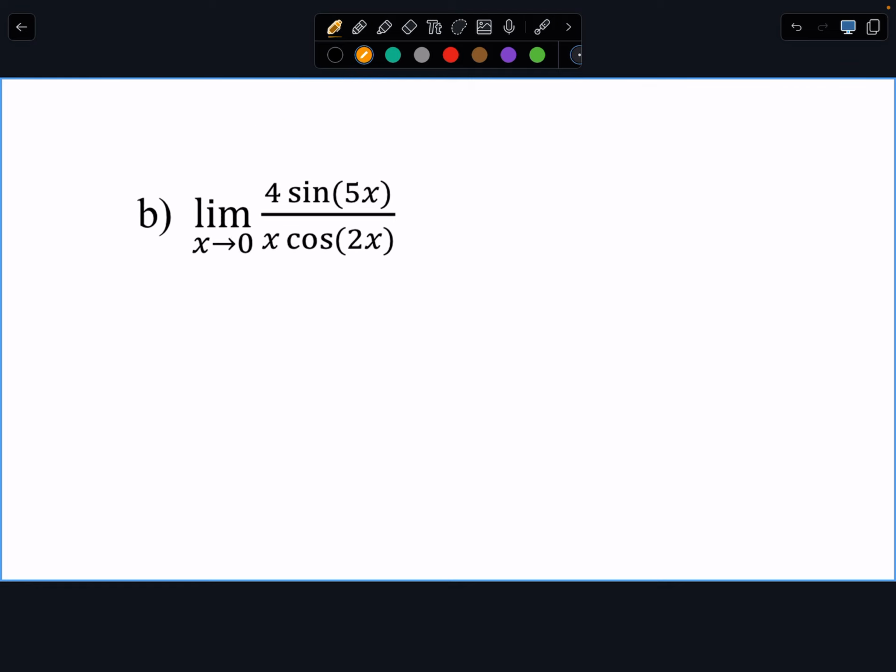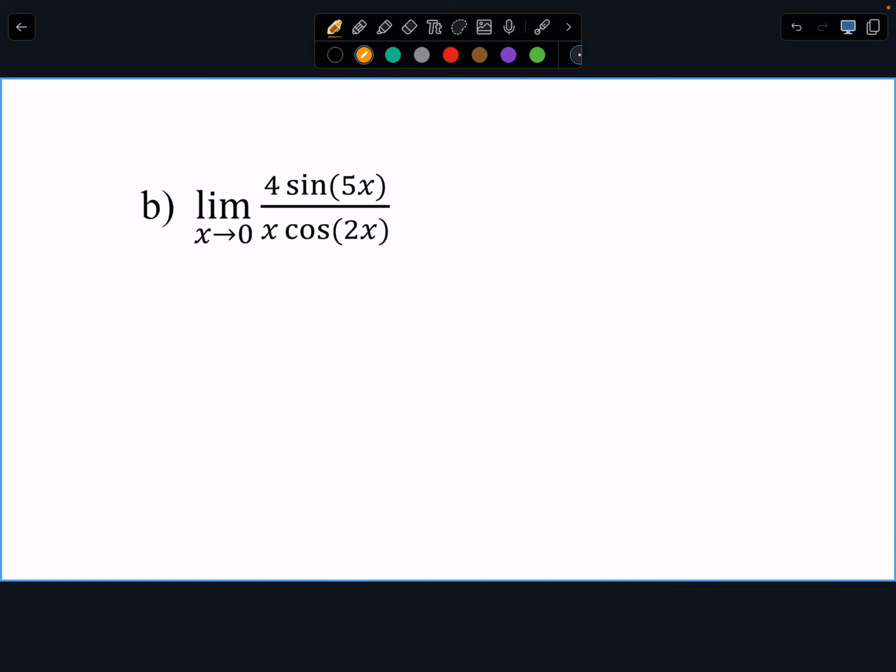I don't think we need that. Okay, we times it by 5 over 5. I like that. Good idea. Yeah, 20 sine 5x over 5. I think we should also multiply by x.